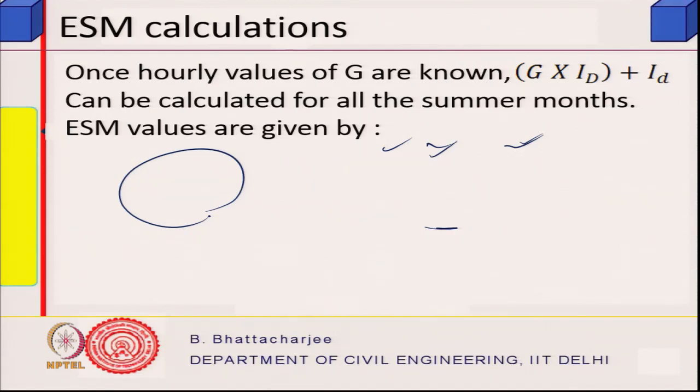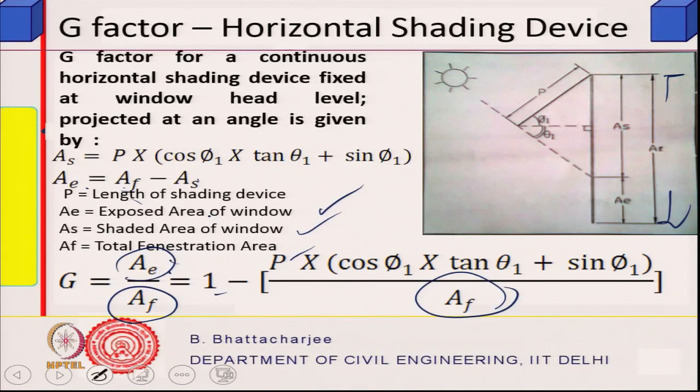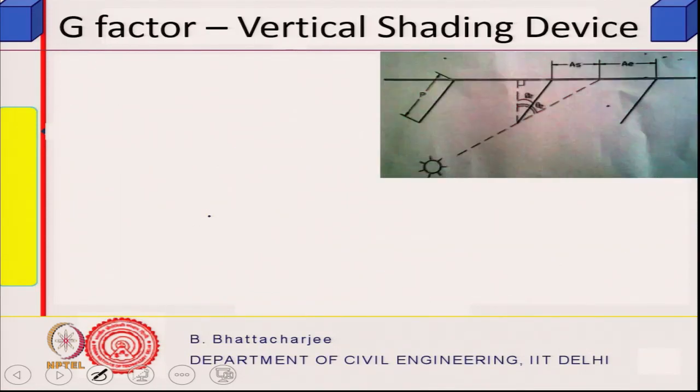horizontal shading device. Now if it is a vertical shading device, we go here for vertical shading device, right. This is what we looked into. So for vertical shading device, now again I take an inclined case, which is more general, and what is this? This is theta 2, and this I am calling phi 2, which is a permanent feature.